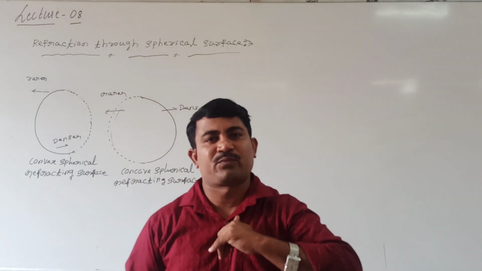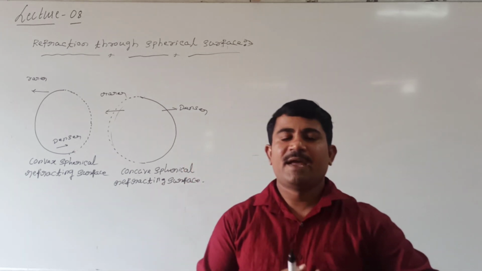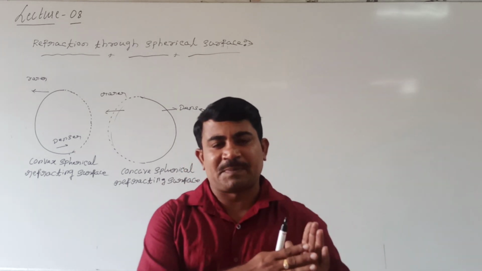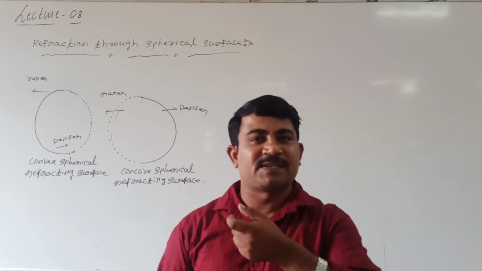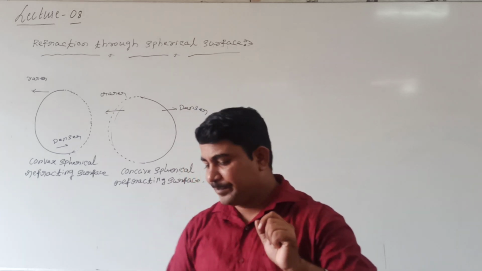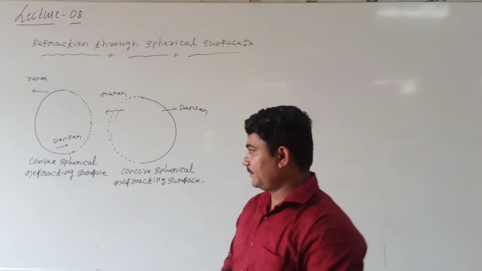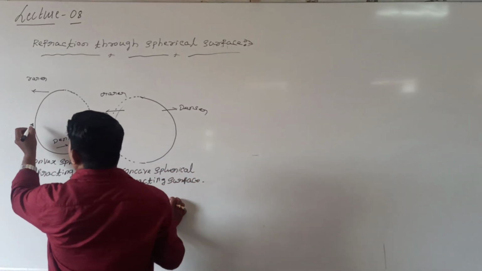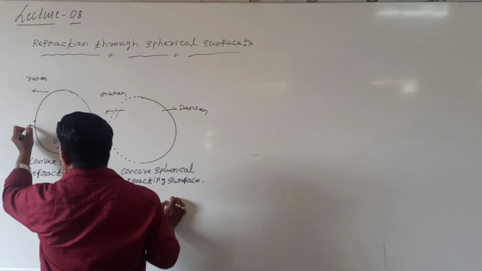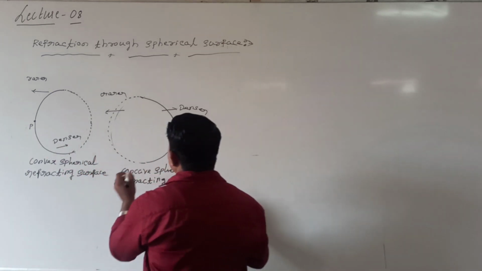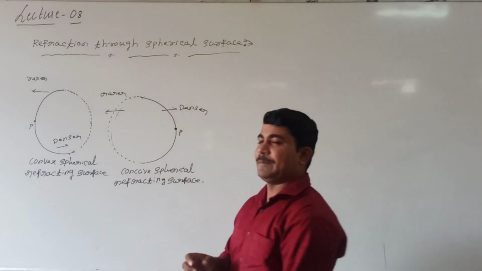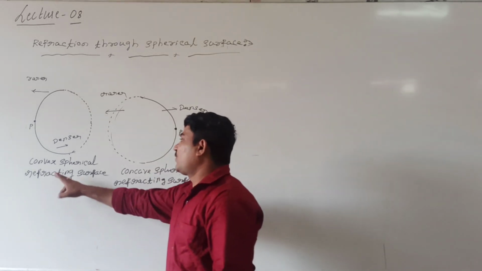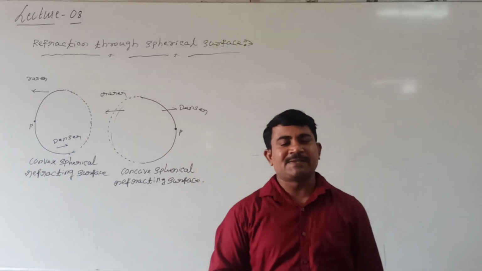Two types of spherical refracting surface are available. But for both convex spherical and concave spherical refracting surface, we need to define some basic terms. Basic terms are, first, we are calling pole. Pole means the center part of spherical refracting surface, that I can call pole. Center part of spherical refracting surface we are calling pole, both for convex and concave spherical refracting surface.